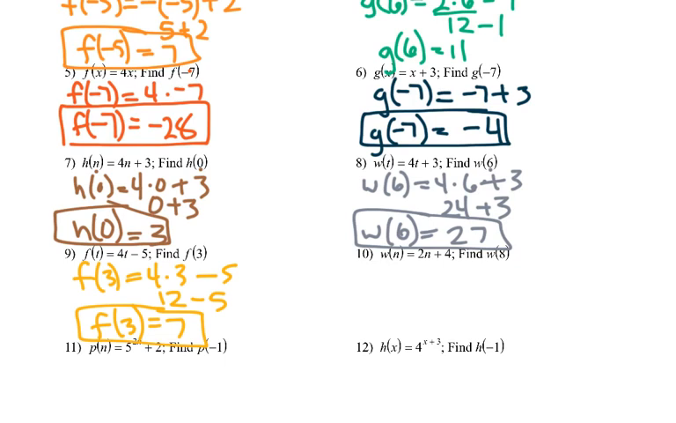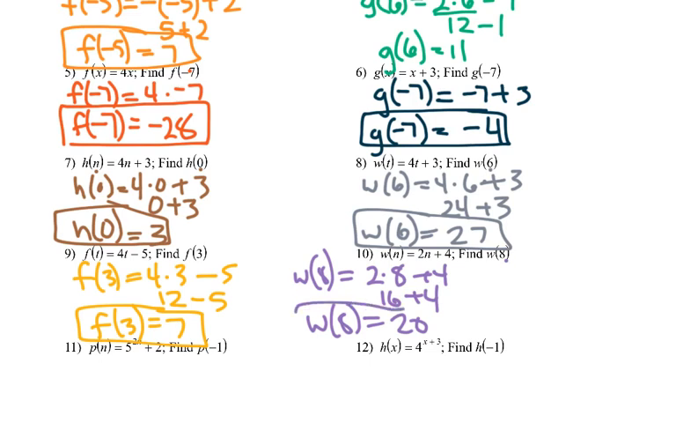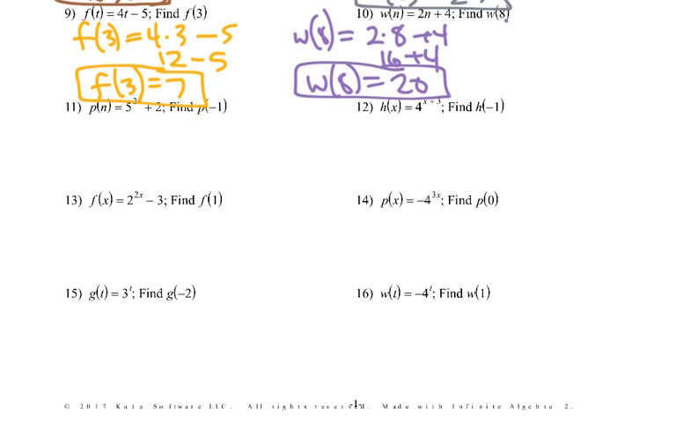And then finally for 10, 8 for our input. So 2 times 8 plus 4 equals w of 8. So we get 16 plus 4, which is 20. So that's how we deal with those ones. All right. Now the next ones.